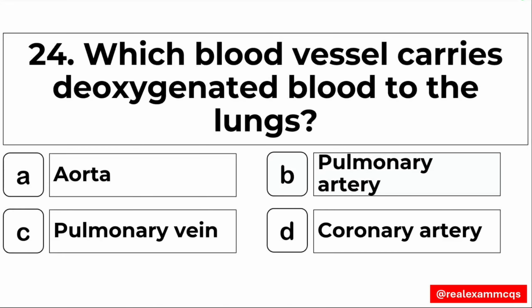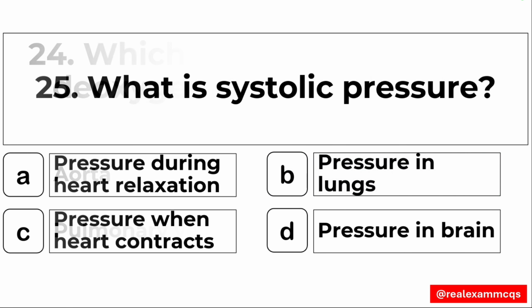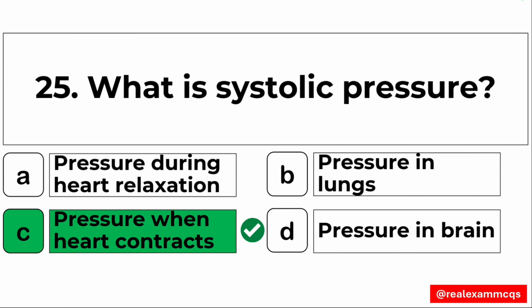24. Which blood vessel carries deoxygenated blood to the lungs? Option B is the right answer, the pulmonary artery. It is the only artery that carries deoxygenated blood. 25. What is systolic pressure? Option C is the right answer. Pressure when the heart contracts.